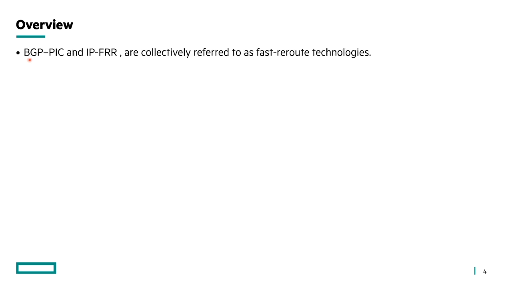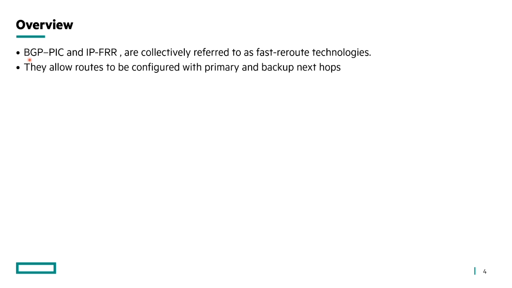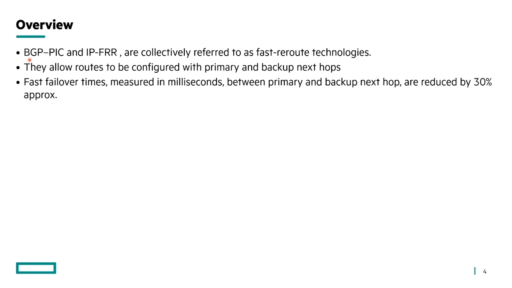So this is the overview. There are quite a few bullets on this slide, so I'll go through them as quickly as I reasonably can. The first one: BGP PIC and IP FRR are collectively referred to as fast reroute technologies. With them, routes can be configured with primary and backup next hops. And the advantage is that the failover times between the primary and backup next hop, measured in milliseconds, are reduced by at least approximately 30%.